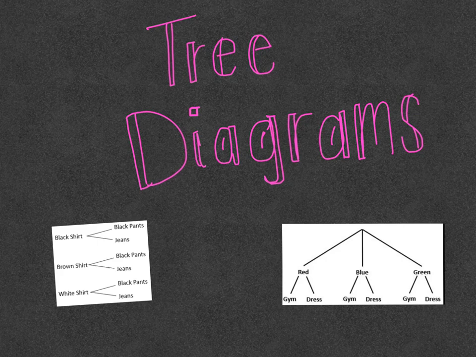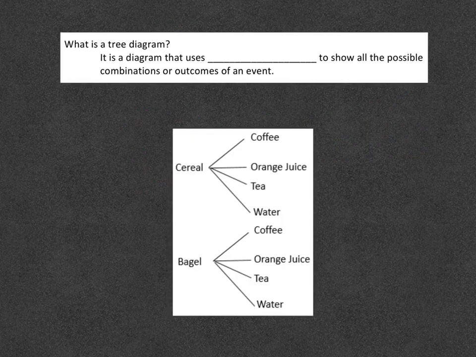Okay, we're going to talk about tree diagrams today. And there's two examples of tree diagrams on this screen. What is a tree diagram? Well, a tree diagram is something that uses branches to connect and show all the possible combinations that could happen with an event. So we're going to be using branches to show the connections.